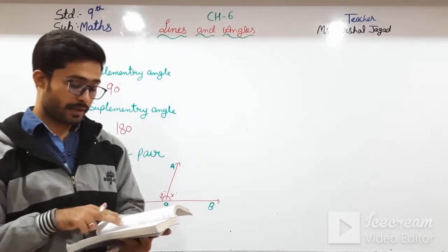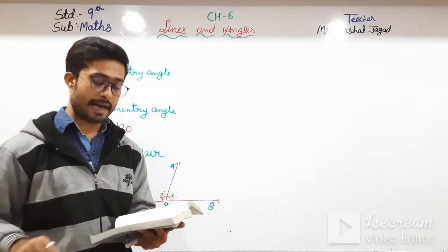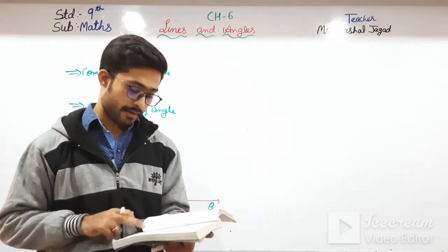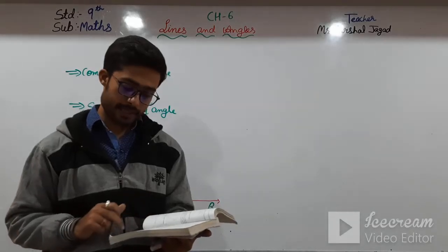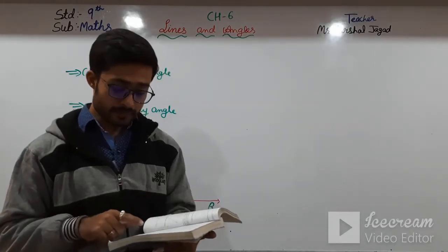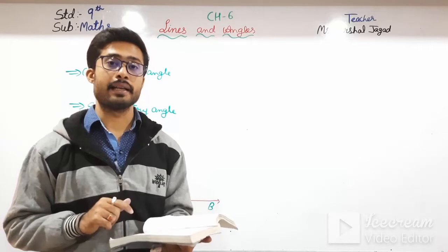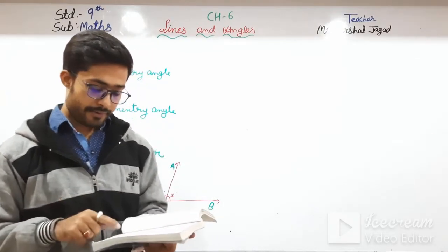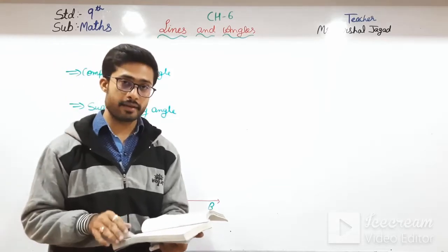Here 30 plus 60, that is 90, that is a right angle. Here 60 plus 80, that is 140. Here 125 plus 55, that is 180. And here 150 plus 70, that is 220. And the remaining one they have given here is a 3D figure.